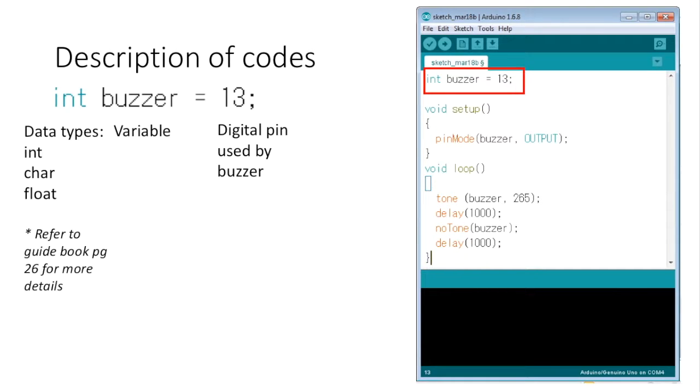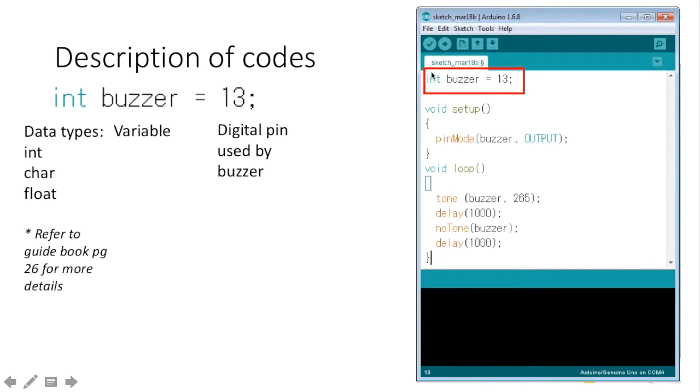So, as mentioned in the previous video, int represents integer. There are also other data types, which you can get more details on from the guidebook page 26. Of course, if we are using more than one digital pin in our experiment or our prototype, we will need to declare all the pins in this portion of the codes.